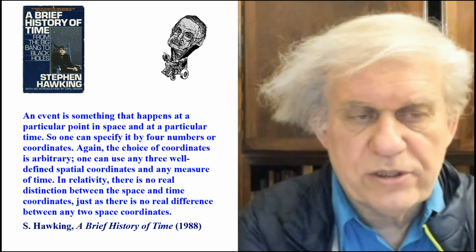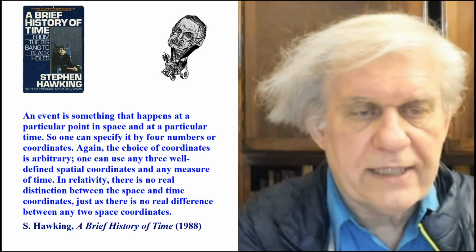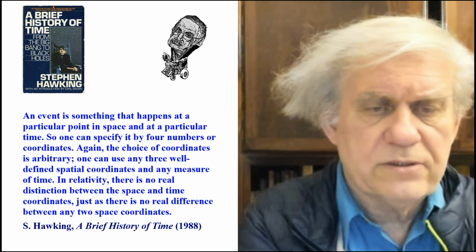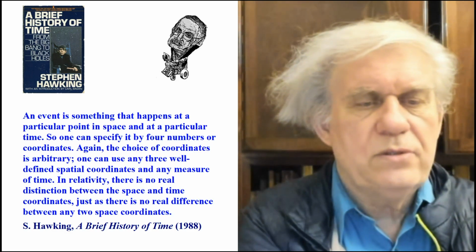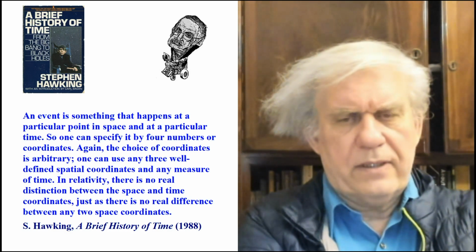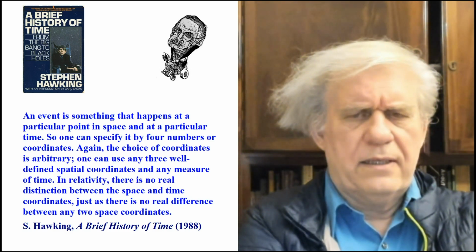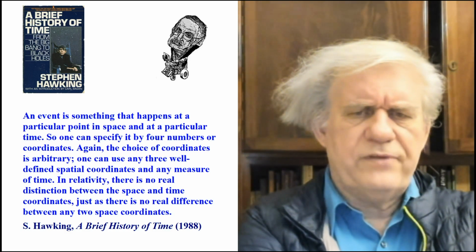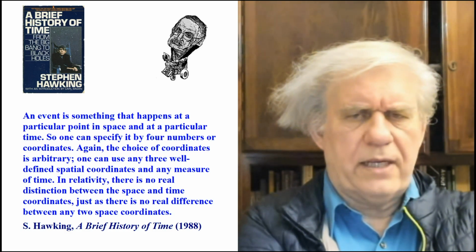In relativity, there is no real distinction between the space and time coordinates, just as there is no real difference between any 2 space coordinates. First of all, good old Hawking, he had a PhD, I think. You would think he'd know better. He confuses coordinates with dimensions. To him, it's the same thing.